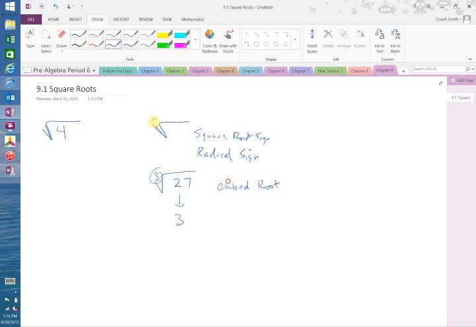Just like when they don't show a number here, it's always 2. But you have a tendency, for example, if I was to give you the square root of 256, a lot of times you just cut it in half or divide it by 2. Well, that's not what that says. It says what number times itself equals the given number under the radical sign.